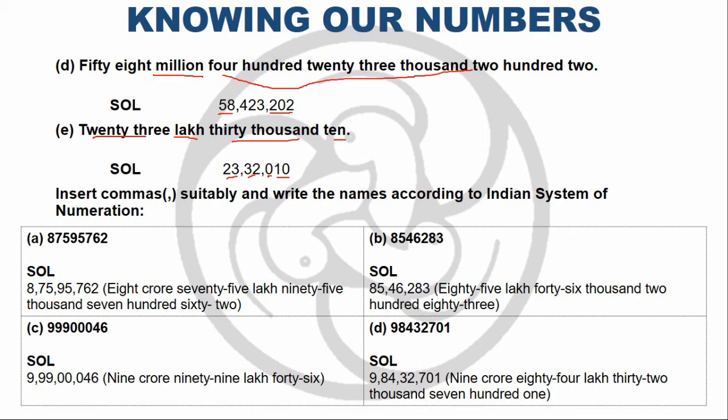Next, what is the next question? Insert commas suitably and write the names according to the Indian system of numeration. So the numerals are given. For these numerals we have to write the names in the Indian system. So how can you put the comma for the Indian system? After 3 digits we have to put a comma to separate the thousand. After 2 digits we have to put a comma to separate the lakh. After lakh we have to put a comma for crore.